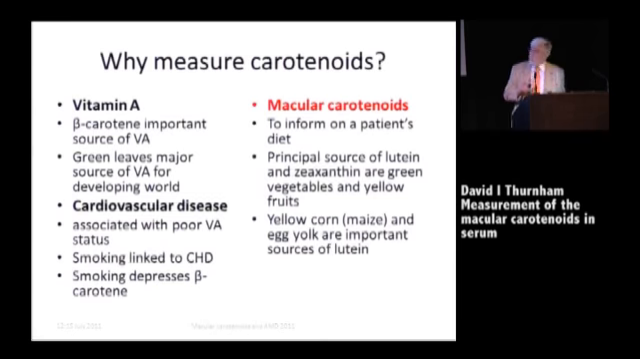Interest in the macular carotenes. Why do we measure those? Well, to inform on the amount of lutein in the diet. They give information on the consumption of these carotenoids. Liz has mentioned yellow corn, maize, and egg yolk as being important sources.